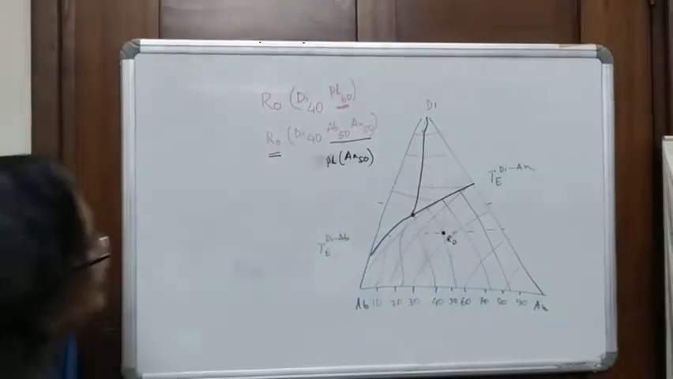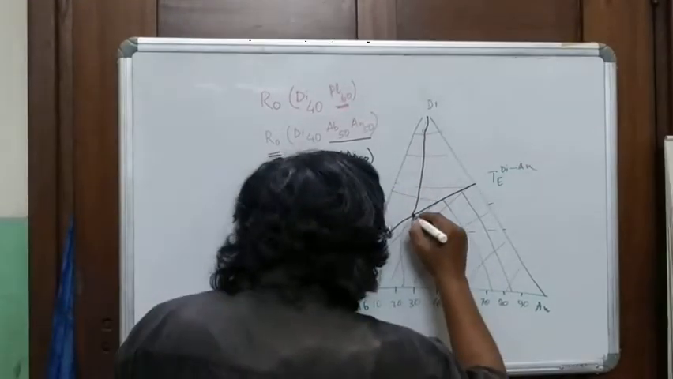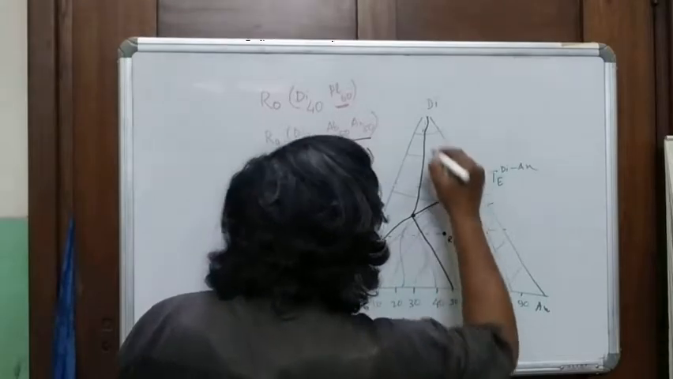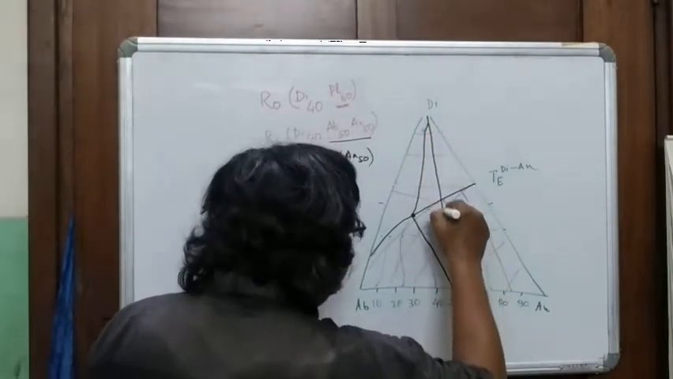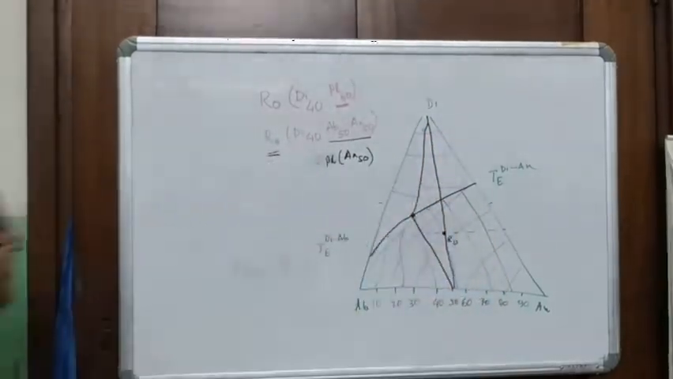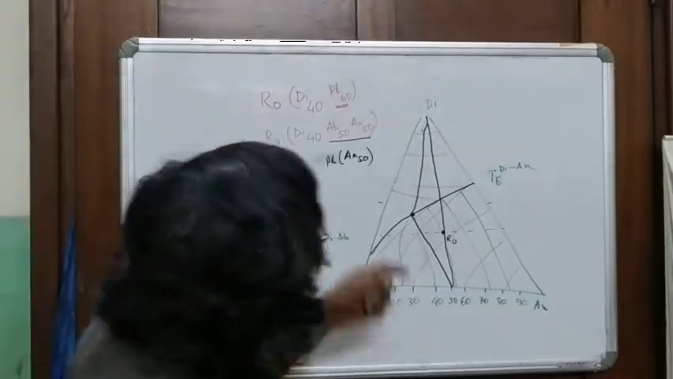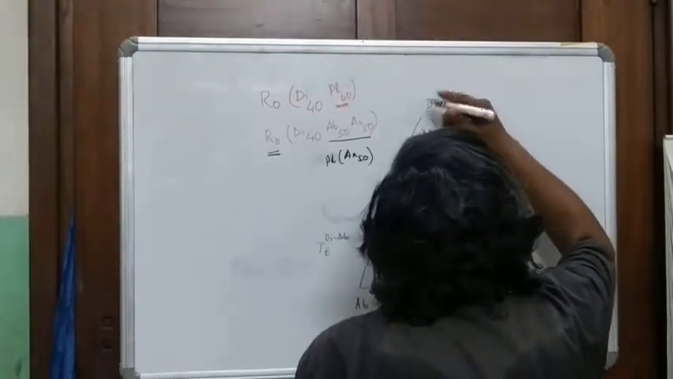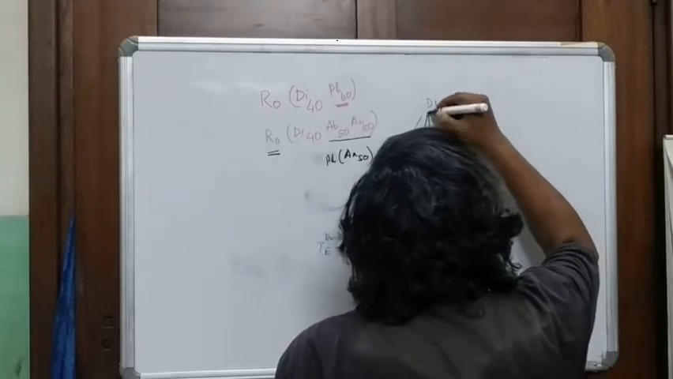We'll have the composition. This is the tie line. Anorthite 50. This will be the line. You see, this will be, what is happening here, I don't know. Getting older, I believe.